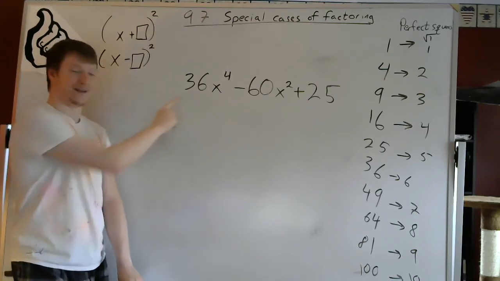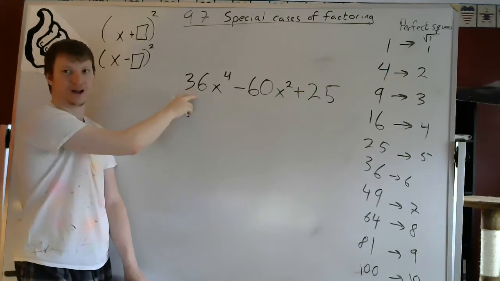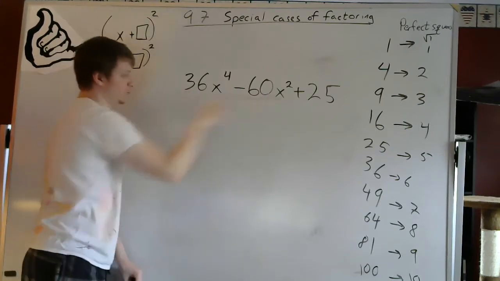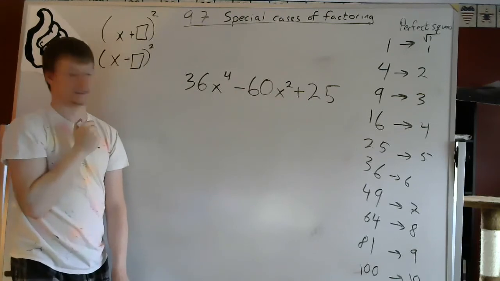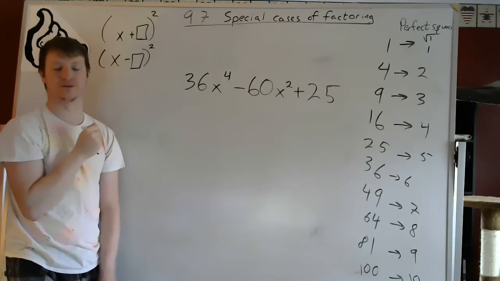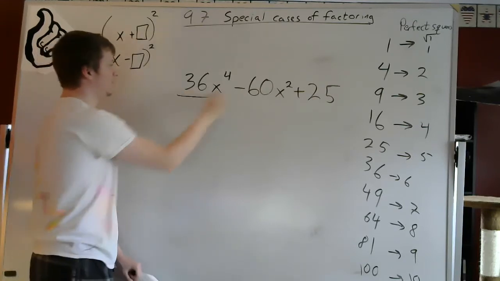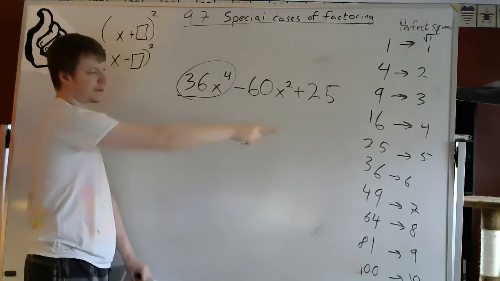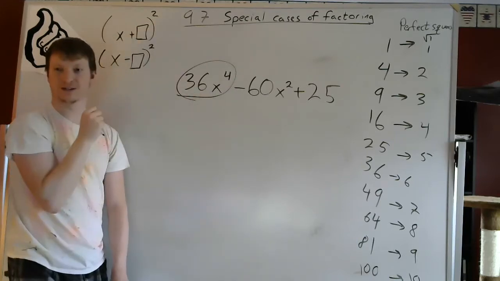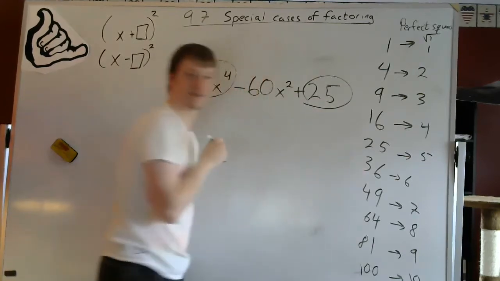Oof. When we learn that other method for handling things with this not being a 1, this looks really, really bad. I would hate to factor something like this. I would absolutely hate to. It would take me a while. But perfect square. 36, that's on my list. X to the 4th is just x squared times x squared. Another perfect square, 25 on my list.